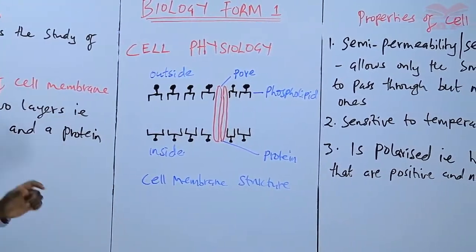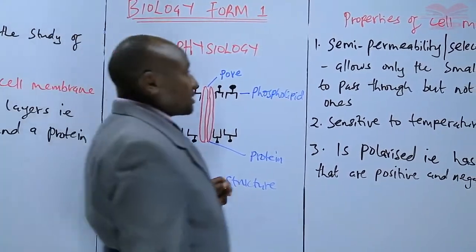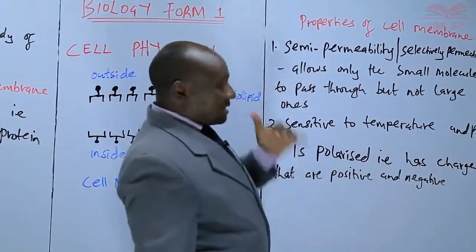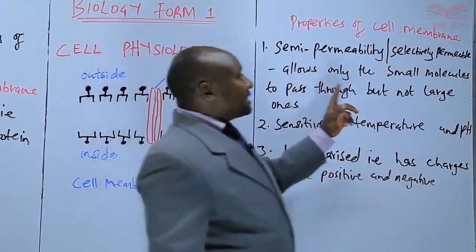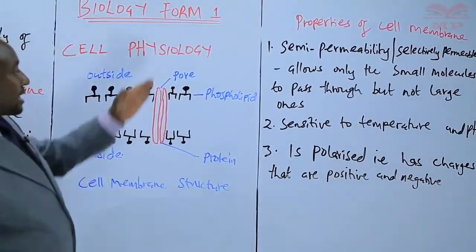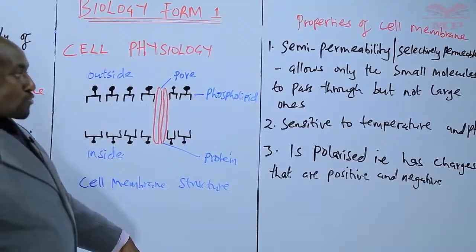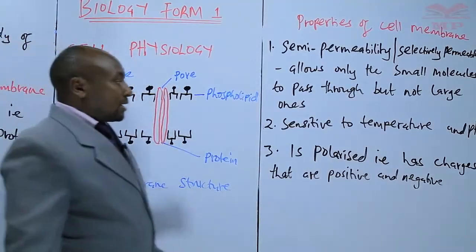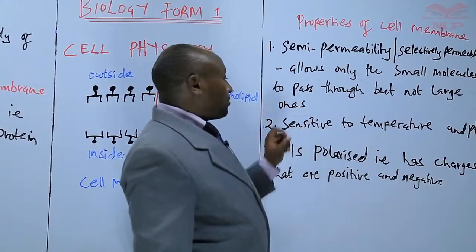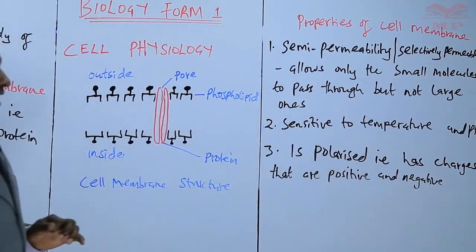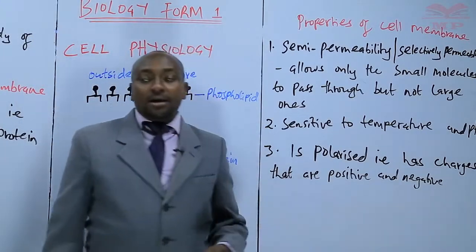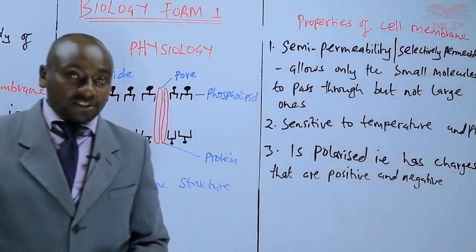Then we have looked at 3 properties of the cell membrane. One is its semi-permeability, or being selectively permeable, meaning that it is selective. It selects the small molecules to go through, but not the large ones. It's also sensitive to changes in temperature and also pH. And finally, the cell membrane is polarized. That means that it has both positive and negative charges.